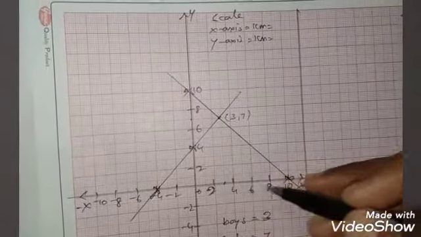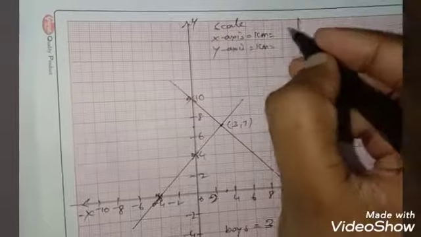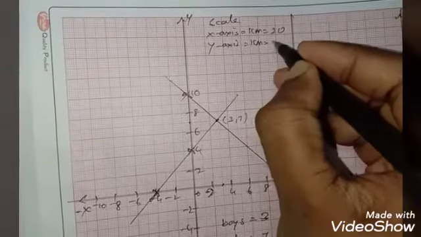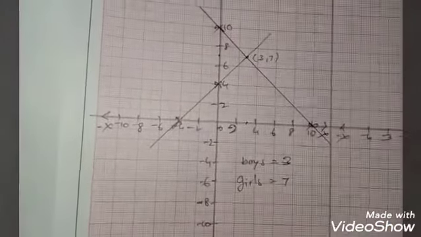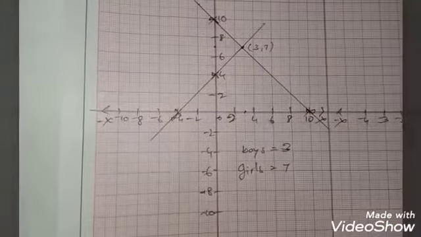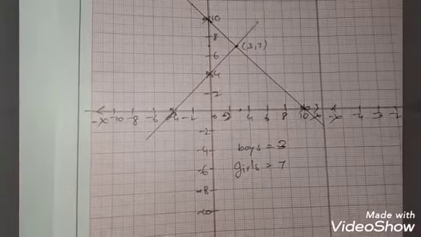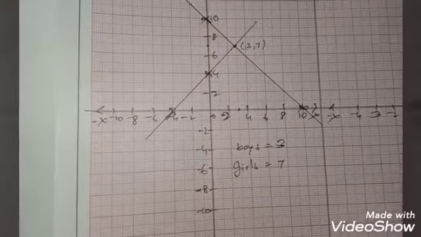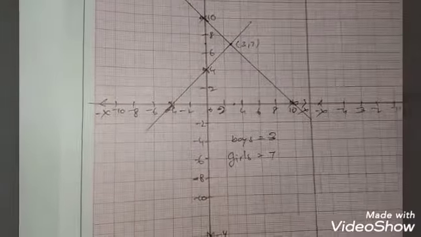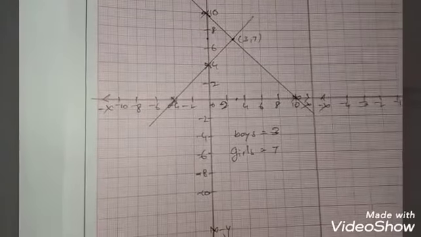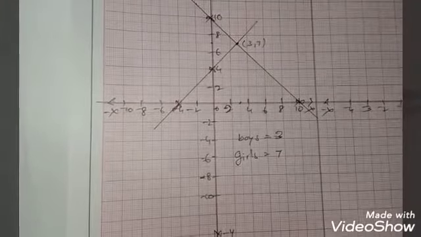So like this we are identifying how many boys and girls there are by using a graph. Now scale value. On x-axis we have taken 2 units for each centimeter, and for y-axis also 2 units. So hope you have understood how to represent the graph by using linear equations. If it is a word problem, we convert that word problem into equations, and then we solve it by graph.